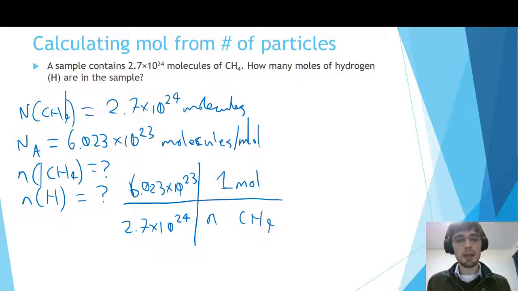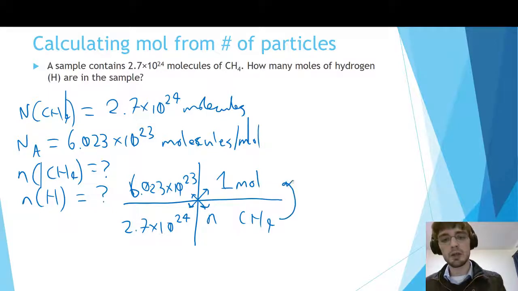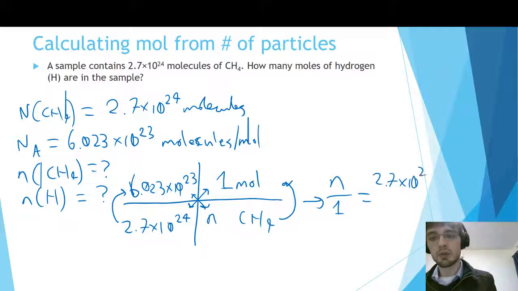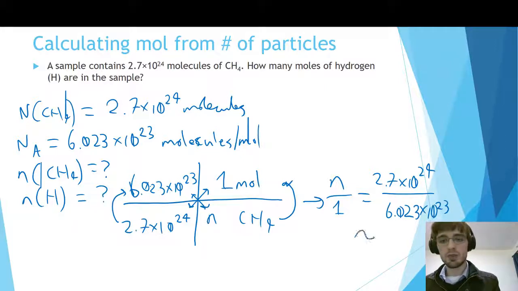All right. And there's a few different ways we can do this using maths. So you can do a cross product where you multiply those and set it equal to those. The other way that you can do it is you can say this divided by this equals this divided by this, or vice versa. So if I do that and put that over here, I have N divided by 1 is equal to 2.7 times 10 to the 24 over 6.023 times 10 to the 23. And that's around about equal to 4.5 mole.